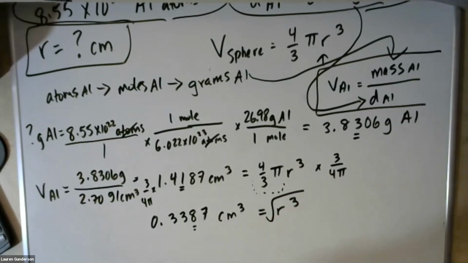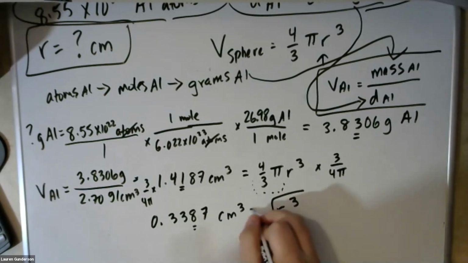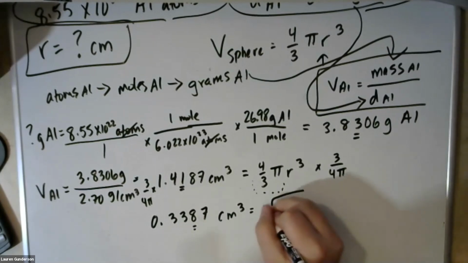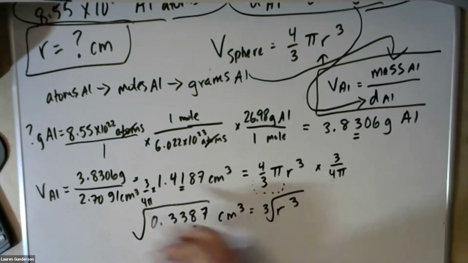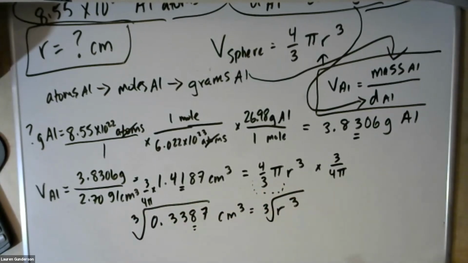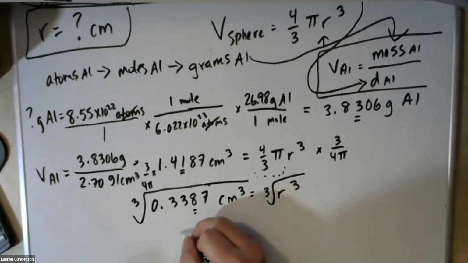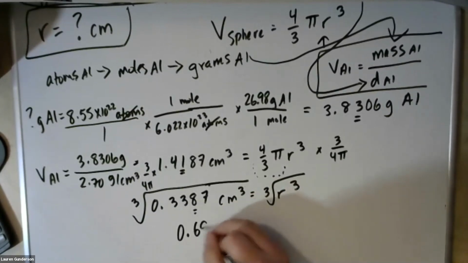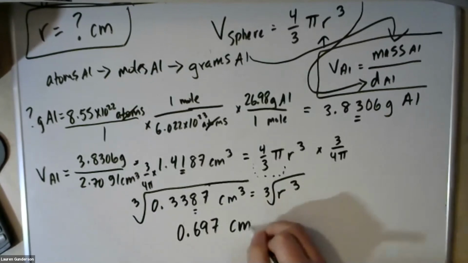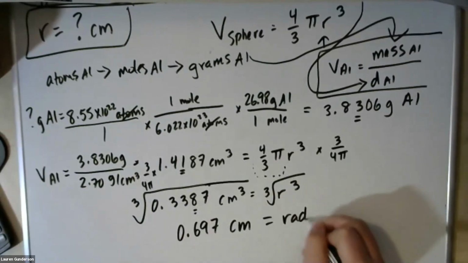I did put calculator videos on the Blackboard site for each of the TI-30 calculators that we use in the class. So you can go back and check the calculator videos if you're not sure how to take the cube root on your calculator. But when you take the cube root of this number, you end up with 0.697 centimeters, and that is the radius value.